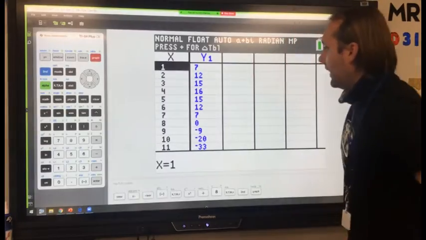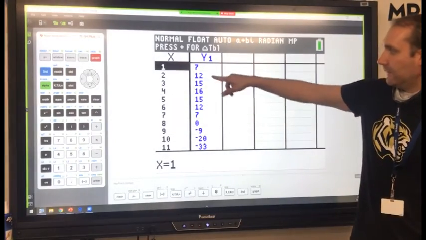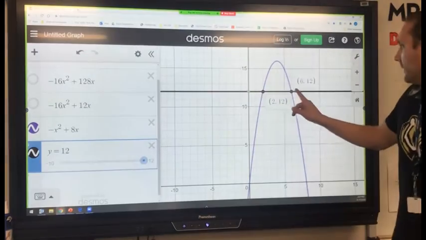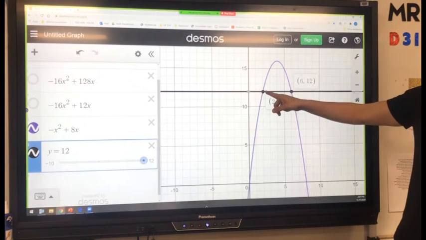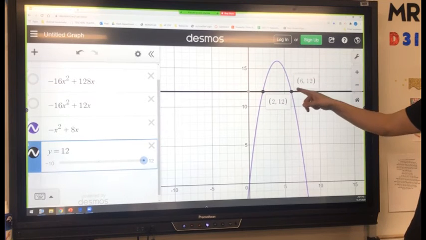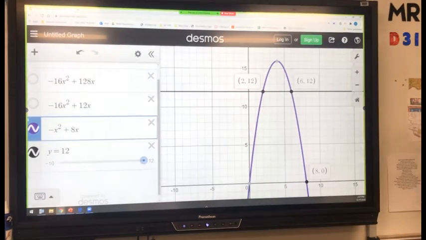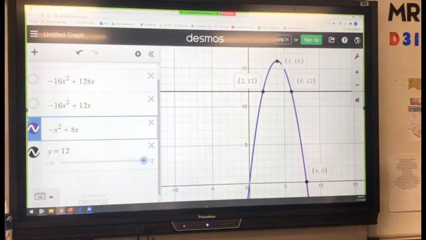At what 2 points do I reach a y value of 12? 2 and 6. So at 2 seconds, my ball is at 12 feet, comes up, comes back down, and also at 6 seconds it reaches 12 feet. Then it comes down. How long for it to hit the ground? 8 seconds. And it reached a max height of 16 feet.